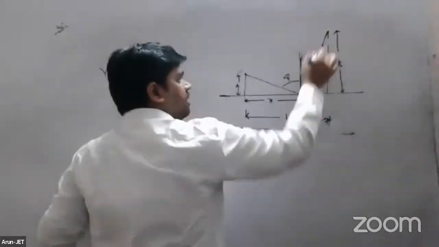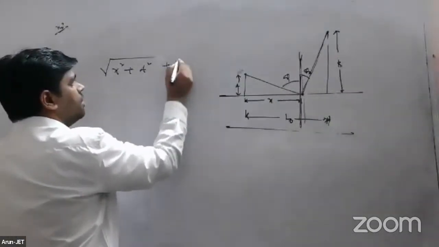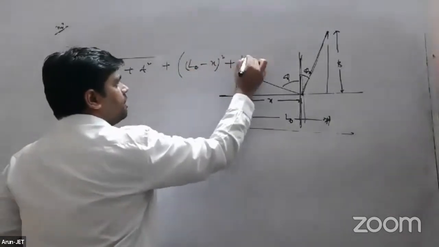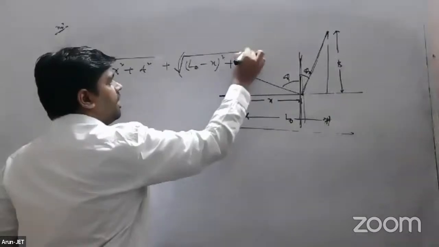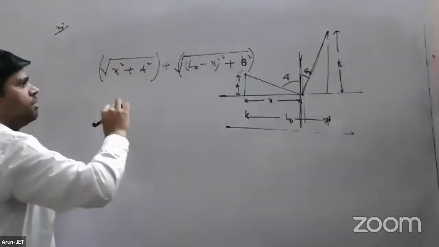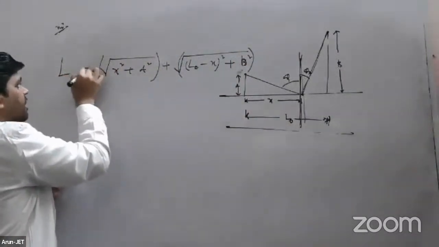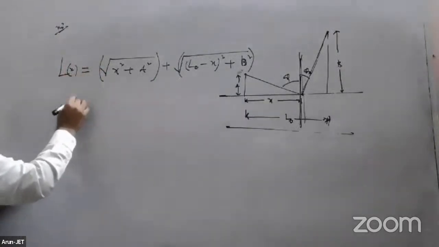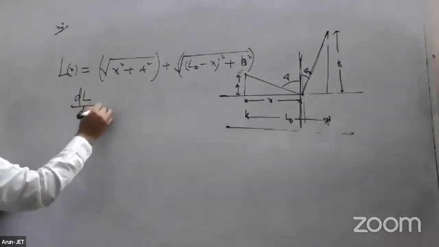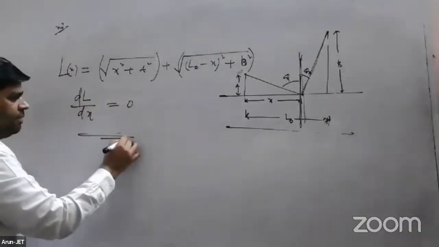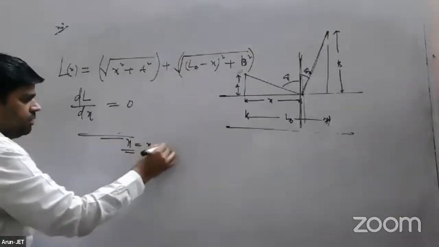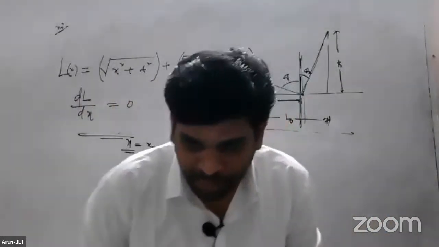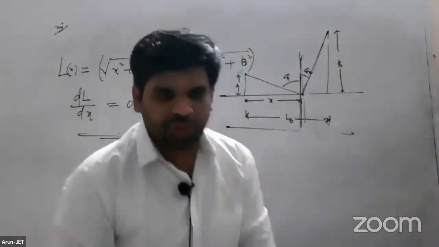What is the length of this part? Square root of (L0 minus X) whole square plus B square. Now this is my total length, L, as a function of X. If I differentiate this, dL/dX, and equate it to 0, then I'll get the point X. That's what I'm supposed to do. So you please try this question.